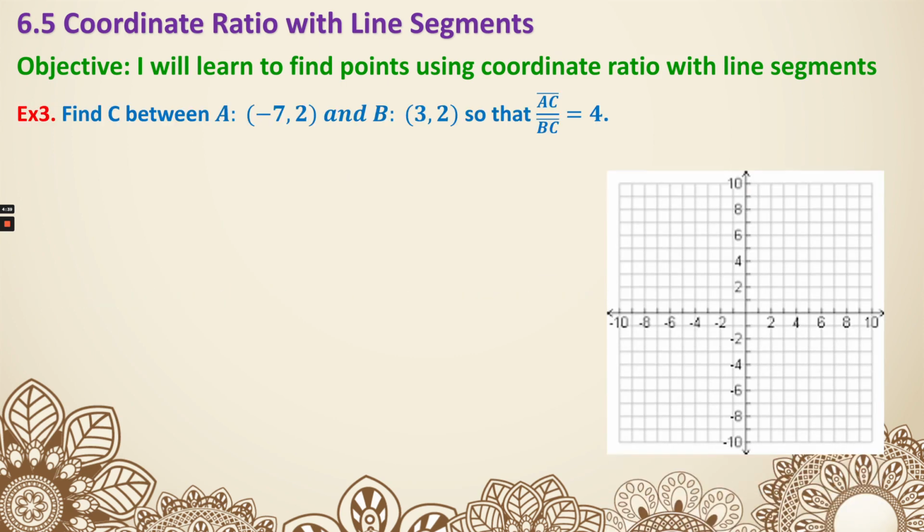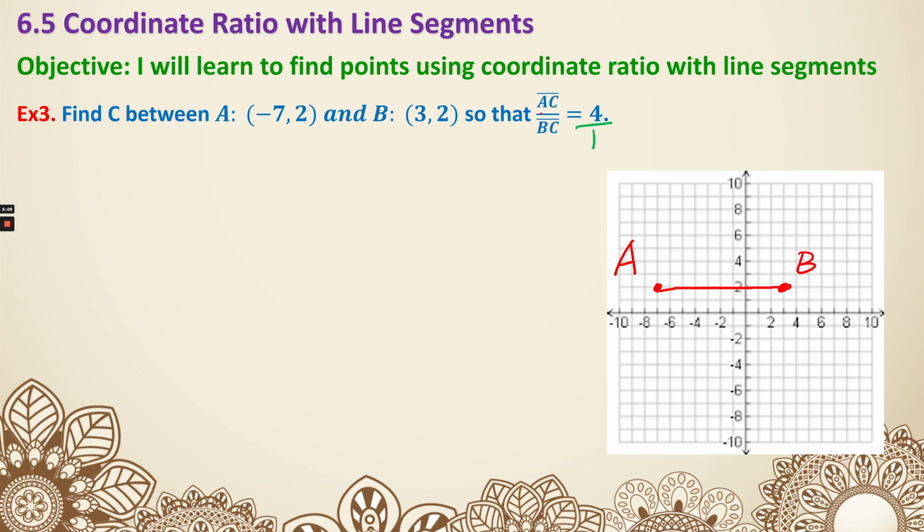Line segments, and we're trying to find a point in that line segment. Example 3, find C between A, which is (-7, 2), right here, that's my A, and B, which is (3, 2), and it's asking to find a point C in between them, so that AC over BC is 4, or in other words, 4 over 1, since this is the ratio.